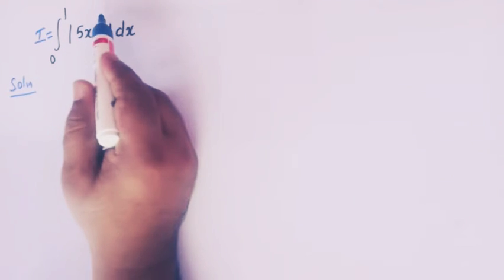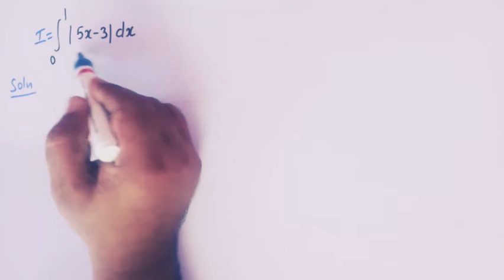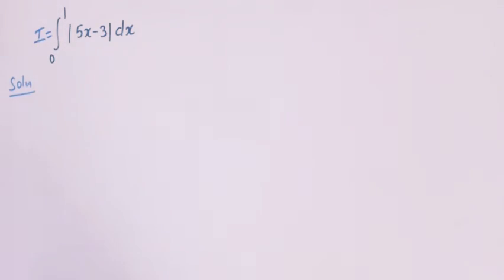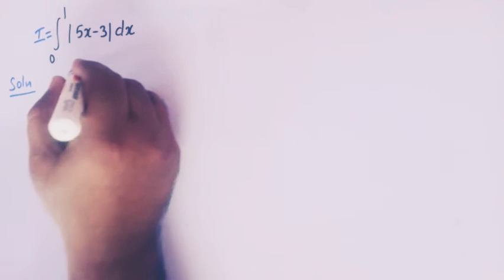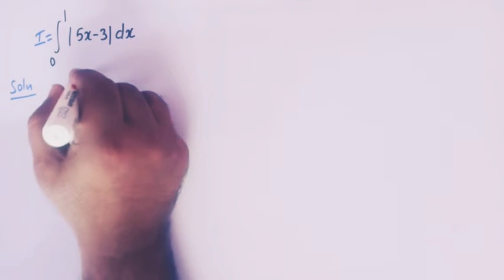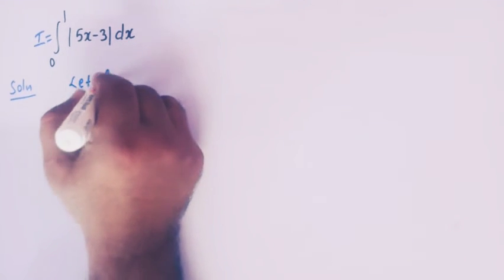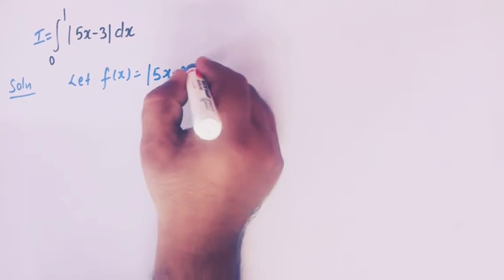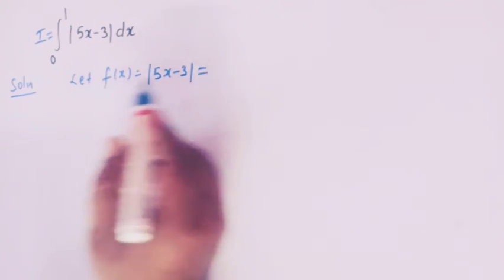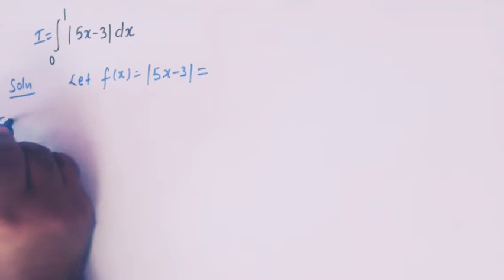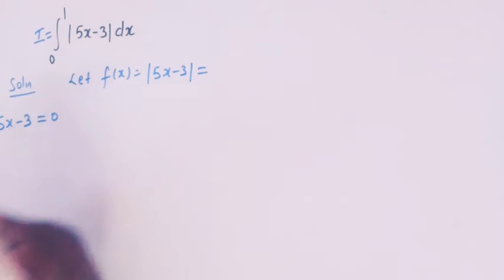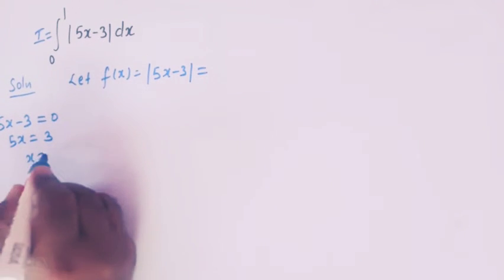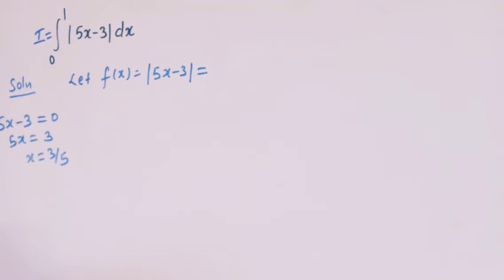Now in order to evaluate this function from the limit 0 to 1, let us make use of the definition of absolute value function. So here let f of x is equal to mod of 5x minus 3, and if we solve 5x minus 3 is equal to 0, then we see that we have 5x is equal to 3 and x is equal to 3 over 5, right?